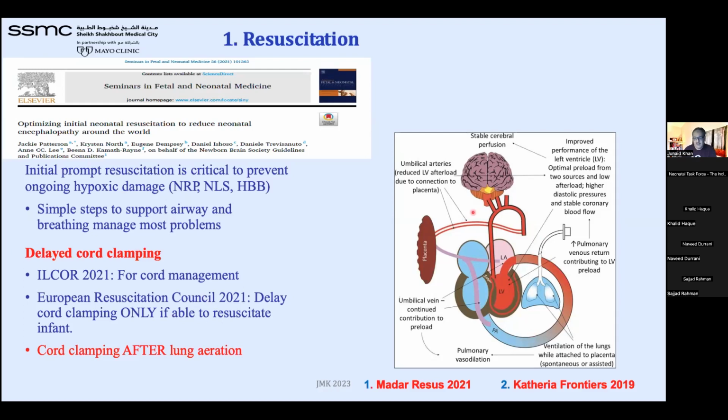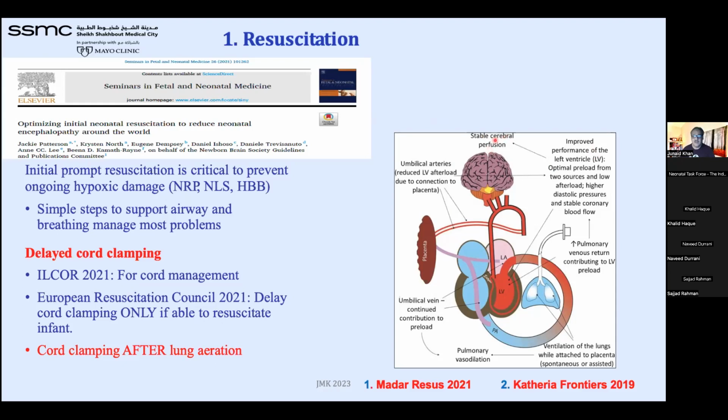Anyway, if you see the physiology of the baby at the time of delivery, with some insult happening, it is better to aerate the lung and then cut the cord. So delayed cord clamping is there. But the thing is that we become panicked. When the baby is flat, they cut the cord. So cord clamping after lung aeration is the key, and as it shows, it improves perfusion.